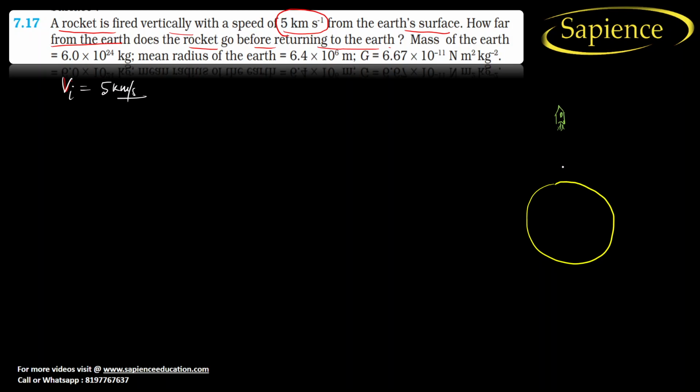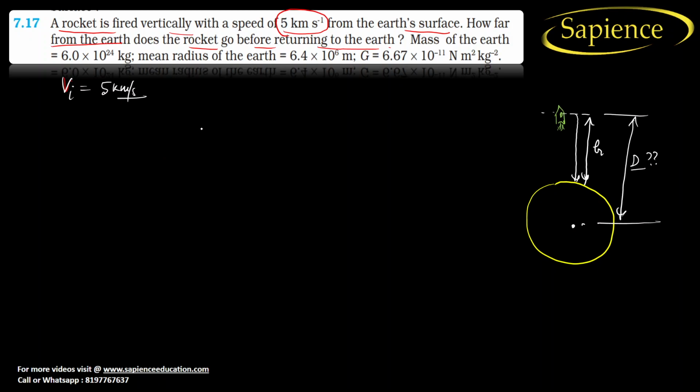If a rocket is projected with a speed of 5 km per second, at a certain distance it will come back toward the Earth. We need to find this height, but not only this height, we need the height from the center of the Earth. The question asks how far from the Earth the rocket goes before returning, so we take the center of the Earth as the reference point and take the total height as d. So we have to find d only.